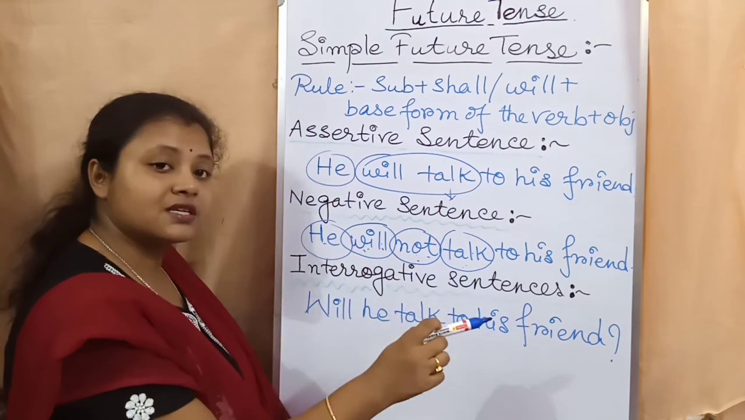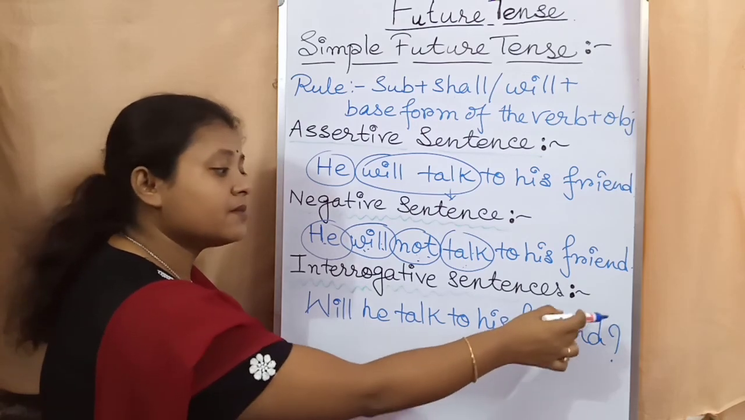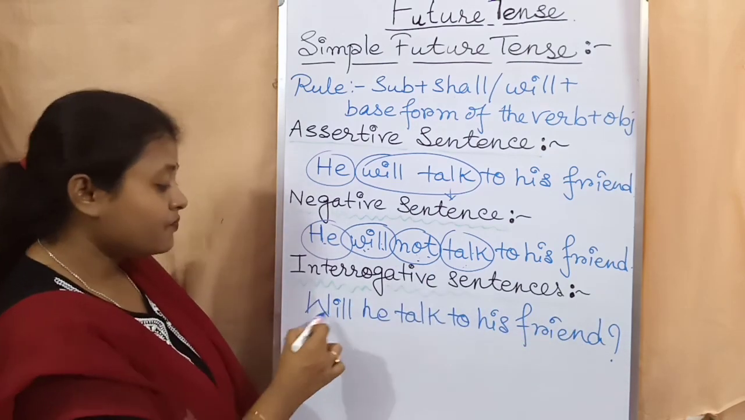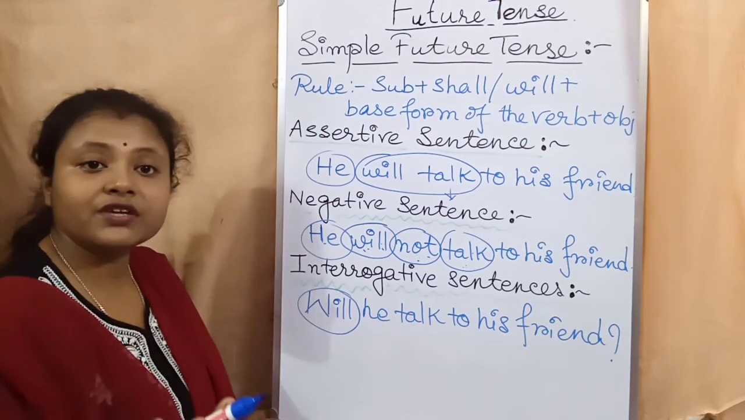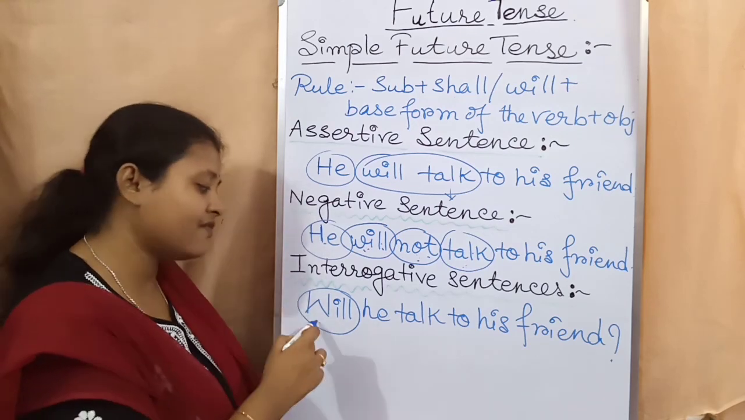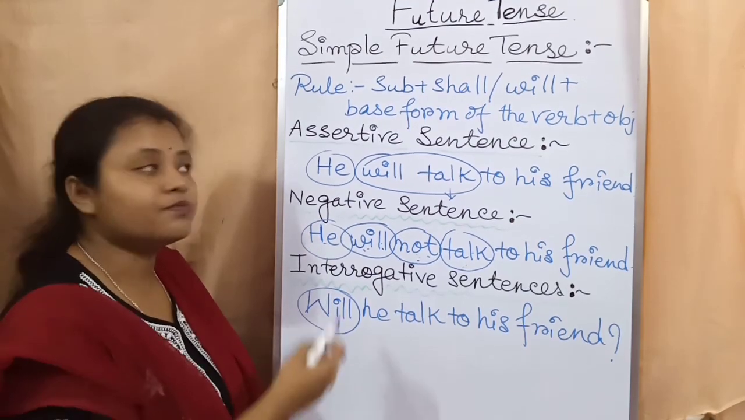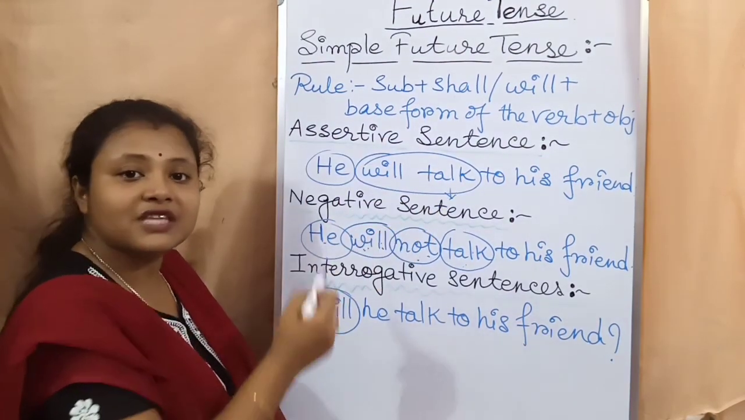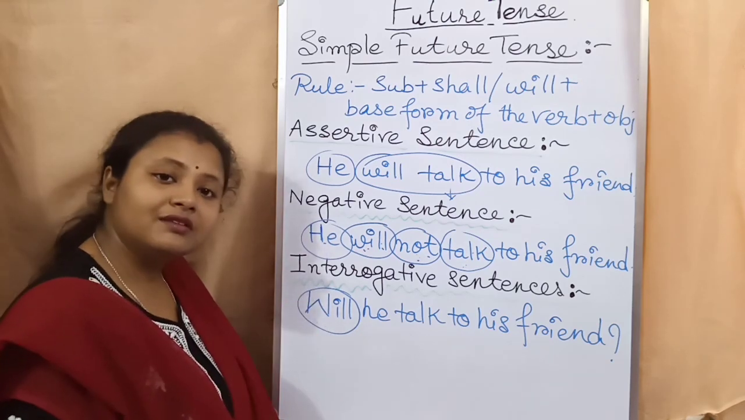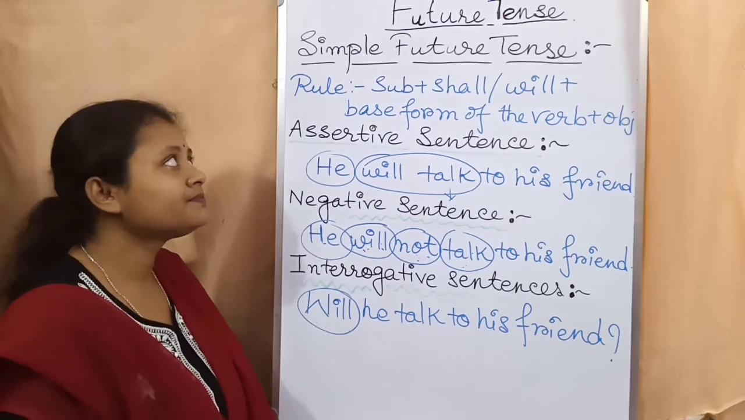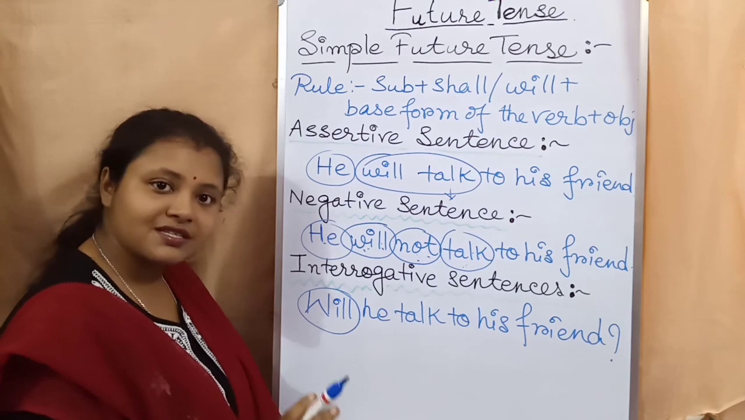That is the interrogative sentence. Here, will he talk to his friend? The interrogative mark is there at the end. So, will. I told you students that whenever we are writing an interrogative sentence, we have to start the sentence with the auxiliary verb, the future, because we are writing simple future tense. So that is why I cannot use any other form of the verb other than shall or will. Of course, because we are discussing simple future tense. So shall or will we have to write because it is simple future tense.